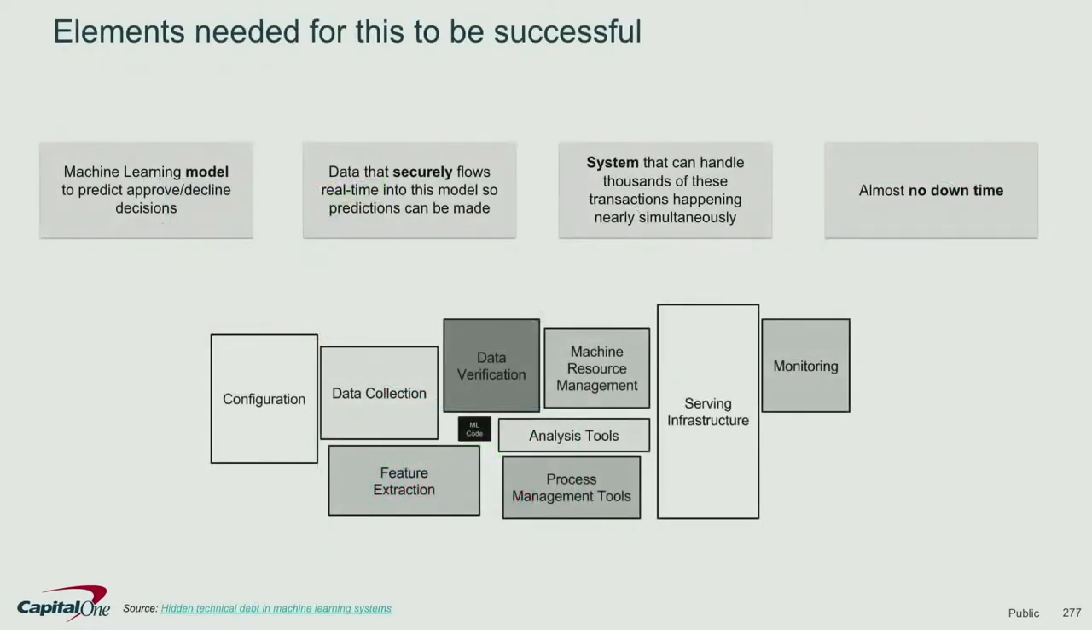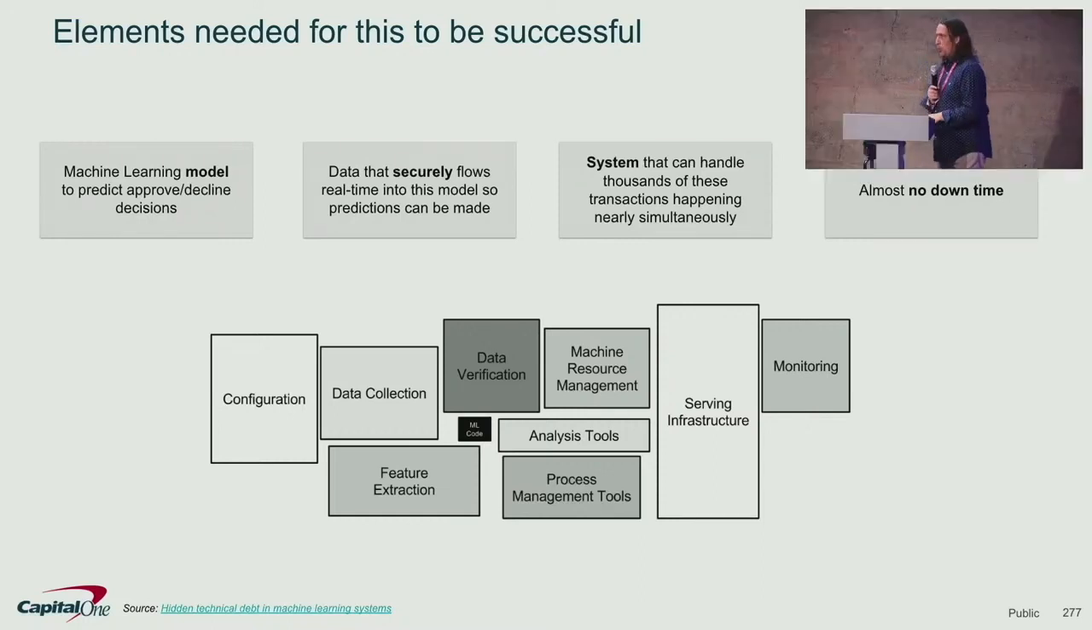So there's a lot that goes into that. There's this paper that I love to refer to in terms of all the different components that go into creating these systems in a resilient and scalable way. So you need to first train a model to predict the approve/decline decision. You need to have secure data flows. The system needs to be able to scale, and you should really not have any downtime for any of this, right? Every transaction counts.